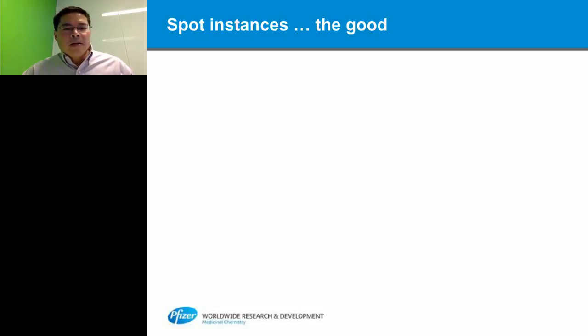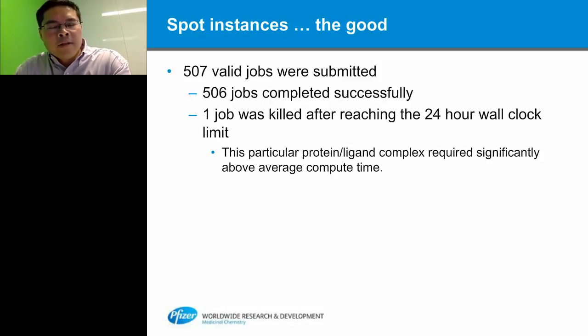So how was our experience? Well, a lot of good came from this. This is a particular set of jobs for molecular simulation with enthalpy calculations, and we submitted 507 jobs on spot instances. And all but one came back successful. And the one that didn't was no fault of Amazon. It was that particular complex required just more compute time.